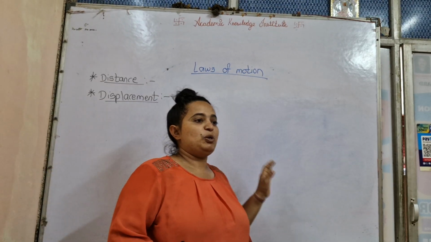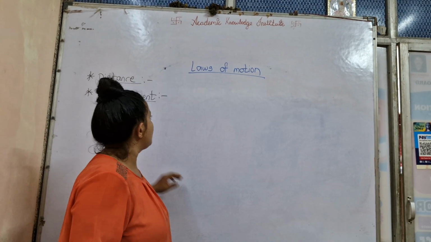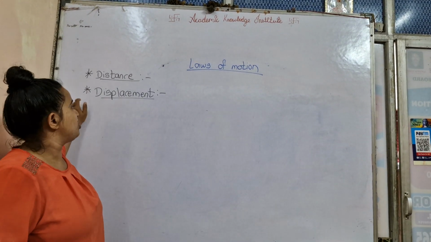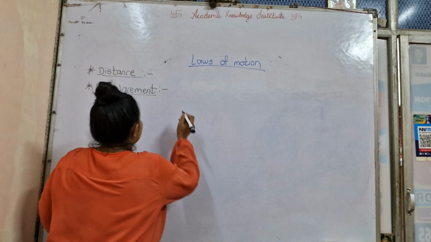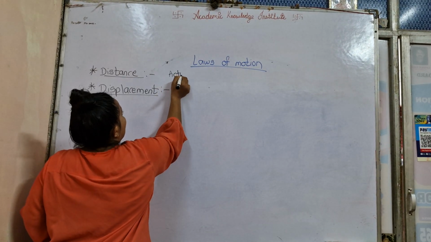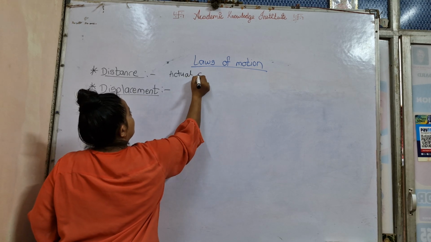Today we are going to learn about the laws of motion. In this, first we are going to learn about distance and displacement. The difference between distance and displacement is that distance is the actual distance that the object is covering.